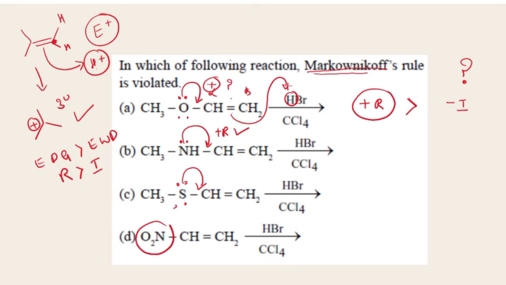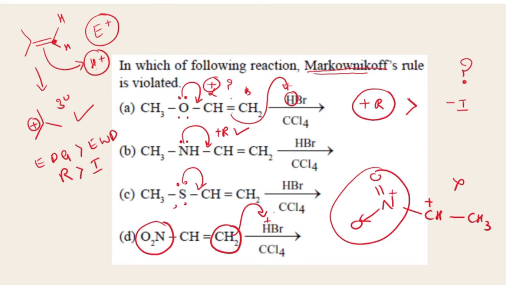But what about when there is a nitro group? The nitro group can be written like this. You can see that the carbocation formed here, after this carbon accepts the electrophile, will not be stabilized by resonance. You can see that the nitro group is electron withdrawing through minus R as well as minus I. So because of this, it will destabilize. Therefore, it will not undergo Markovnikov's addition.